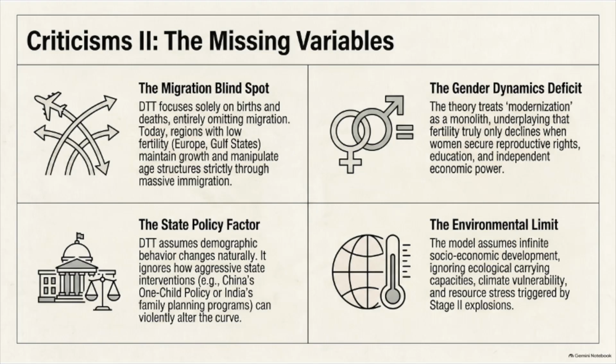There is a state policy factor, since the theory assumes demographic behavior changes naturally, ignoring how aggressive state interventions, such as China's one child policy or India's family planning programs, can violently alter the curve. And there is an environmental limit, since the model assumes infinite socio-economic development, ignoring ecological carrying capacities, climate vulnerability, and resource stress triggered by stage 2 population explosions.